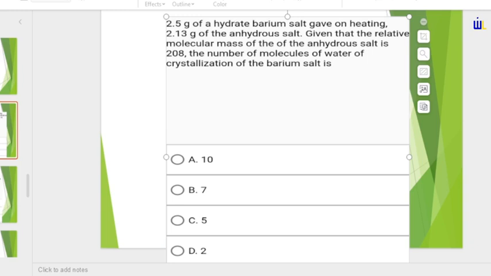Because they gave us the molar mass of the anhydrous salt. Good. Your time is up. What's the answer? What did you get? Two. You got two. Correct.